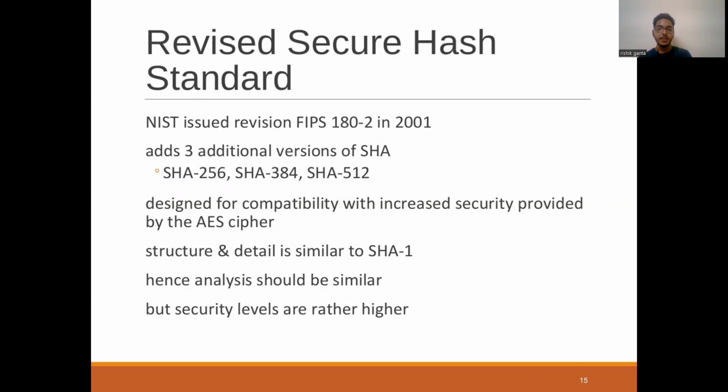Revised Secure Hash Standard. NIST issued a revision, FIPS 180-2, in 2001. It adds three additional versions of SHA, that is SHA-256, SHA-384, and SHA-512, designed for compatibility with the increased security provided by the AES cipher. The structure and detail are similar to SHA-1, hence analysis should be similar, but security levels are rather higher when compared to SHA-1.